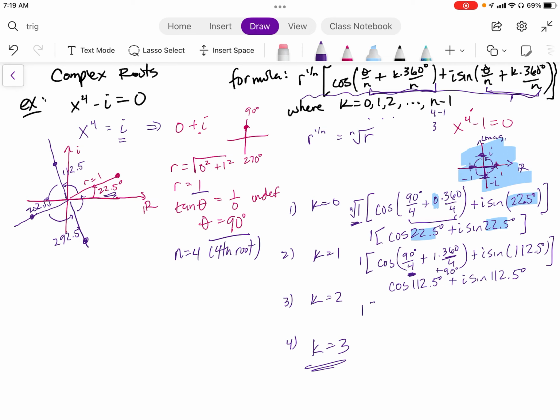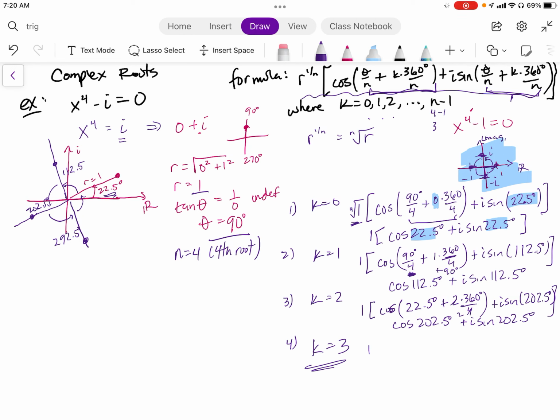Okay, k is 2, cosine. Okay, we know 90 over 4. I'm just going to write that as well. No point of doing 90 over 4 each time when it's the same result. Plus 2 times 360 over 4. Okay, well that's 180, 2 over 4 is a half, 360 over 2 is 180. 180 plus 22.5 is 202.5 degrees. Cosine 202.5 degrees plus i sine 202.5 degrees.